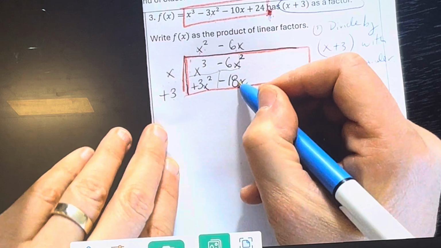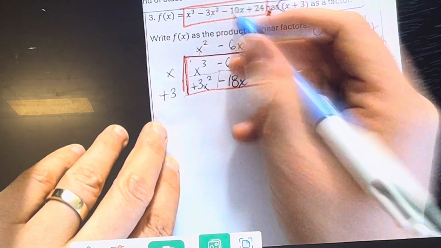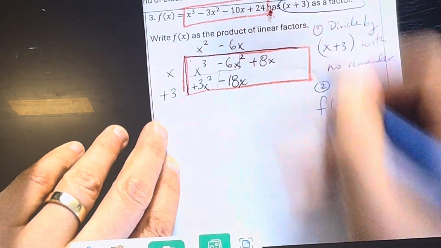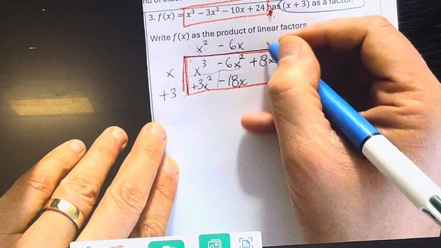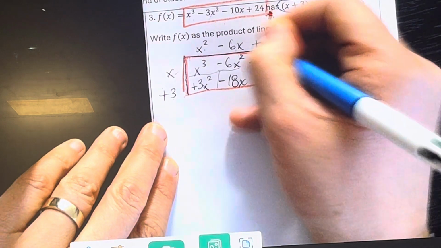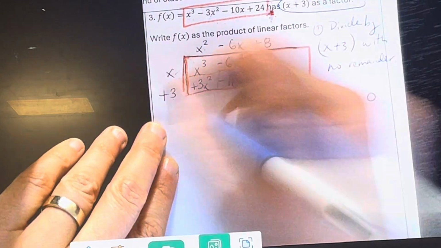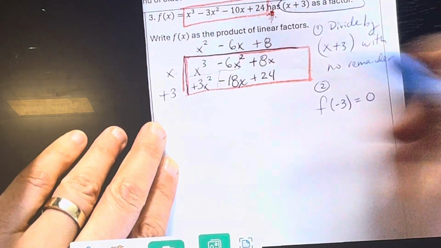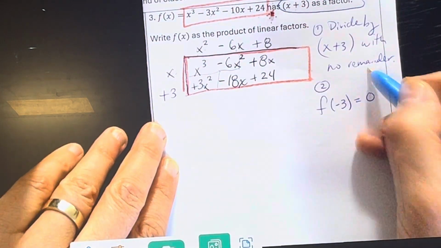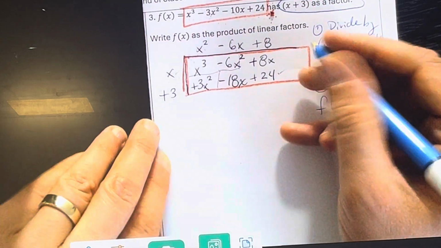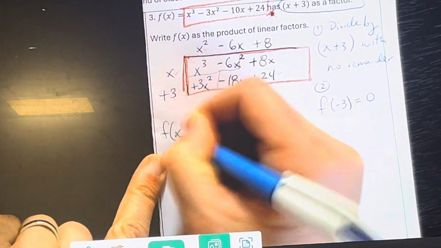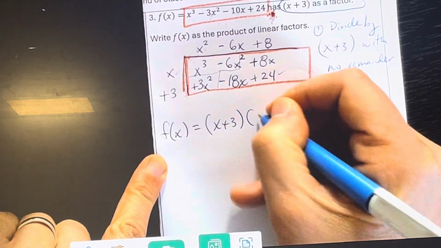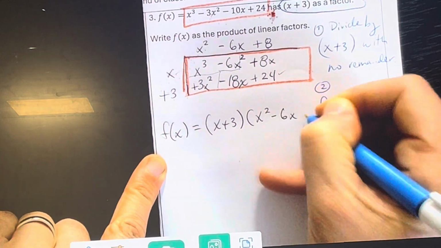We know we need to get to a total of minus 10x, so that means we need to add back a positive 8x. Then here, something times x is 8x, so that's plus 8. Then 8 times 3 is 24, which is what we wanted, because we know that if this is a factor, there will be no remainder. Okay? So that means that f of x can be rewritten as x plus 3 times x squared minus 6x plus 8.